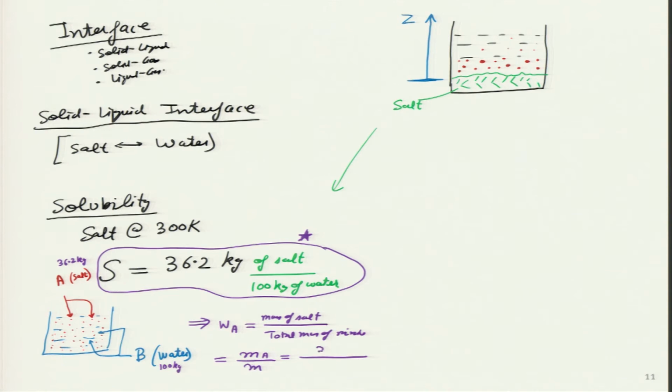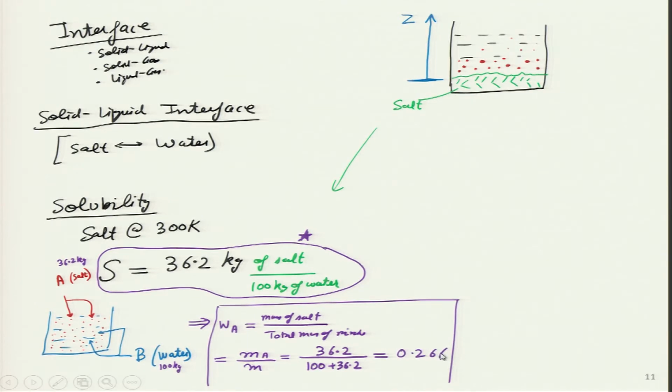Which means my numerator is 36.2. What is my denominator? It will be 100 plus 36.2. So, it is a fraction. This is what I am calculating for W A, and whatever I get is a fraction, which means the mass fraction of salt will turn out to be somewhere around this number, or I can write it in percentage terms. I can say roughly speaking it is 27% mass fraction. Is this point clear till now?